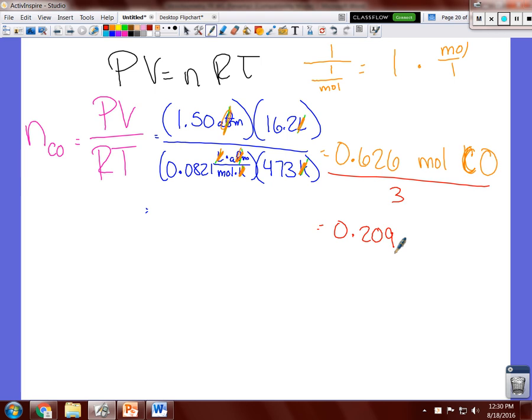Now again, is that number, that 0.209, useful to us at all? It is simply used to identify the LR. And based on its value, when you compare it to the other, how do you know which is the LR? The least amount. Okay? Now, this next part is the simple part. They give you the other reactant. What type of measurement is the other reactant given in?